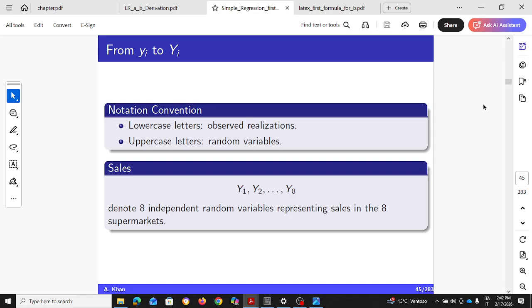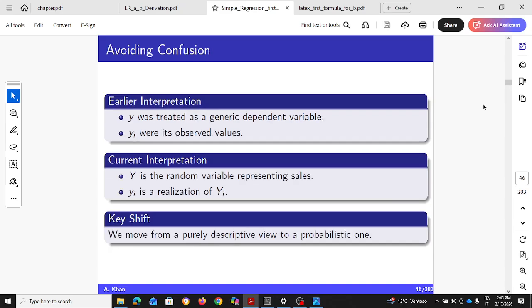Just a slight change for the notation. The lowercase letters we were using are for the observed realization. What we have is xi and what we observe is yi. And uppercase Yi we refer to as an experiment. So Y1, Y2 up to capital Y8. These are independent random experiments.